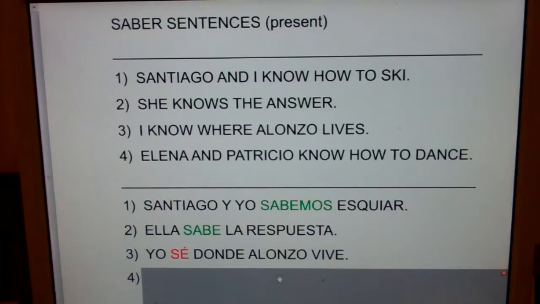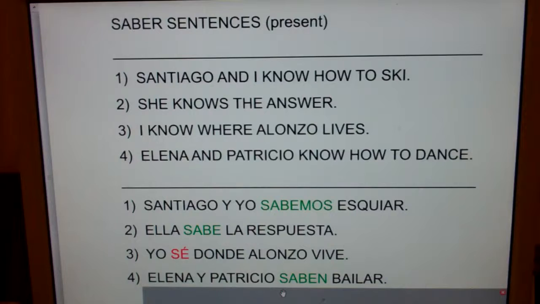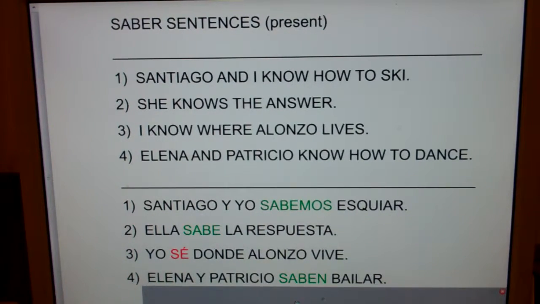And finally, number four, Elena and Patricio know how to dance. Elena y Patricio saben bailar.